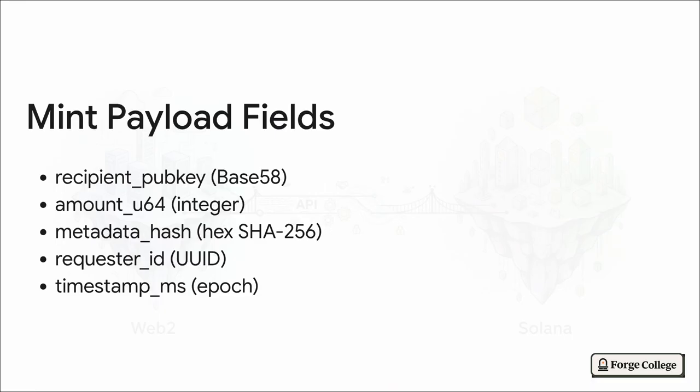Following our blueprint, let's define the exact payload for a post-mint request. The recipient public key is base 58. The amount is an integer. The metadata hash is a hex-encoded SHA-256 string. The requester ID is a UUID, and the timestamp is in milliseconds. This strictness means any request missing a valid metadata hash or using the wrong number format gets bounced instantly by the bridge. Literally nothing but perfectly compliant data gets a ticket to ride.